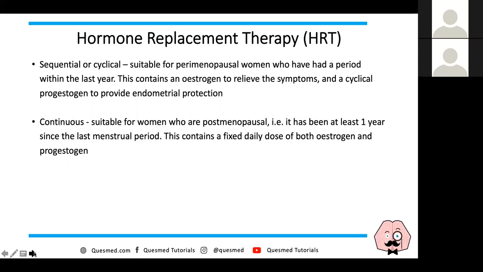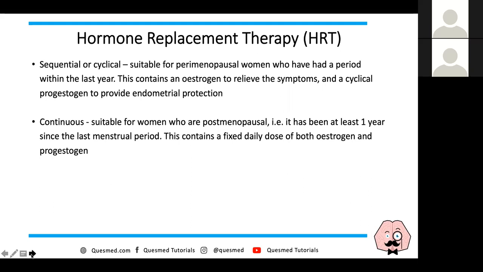And this aims to reduce any breakthrough bleeding, any irregular bleeding that you might get if you give a continuous regime to a woman that has just finished their periods. Continuous HRT is suitable for women who are postmenopausal, i.e. women where it's been at least a year since their last menstrual period. And continuous regimes are a fixed daily dose of both the estrogen and the progesterone.